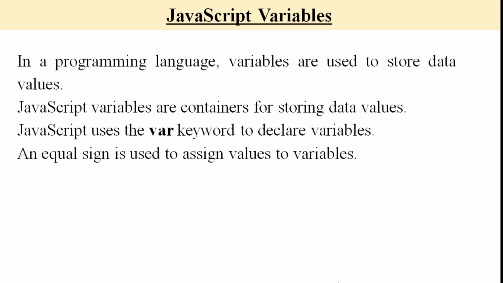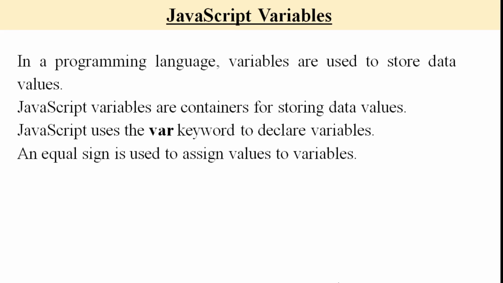JavaScript variables. What is a variable? Variables are used to store data values. Similarly, in JavaScript, variables are the containers for storing data values. Here in JavaScript, we will use the keyword var for declaring variables. An equal sign is used to assign a value to the variables.